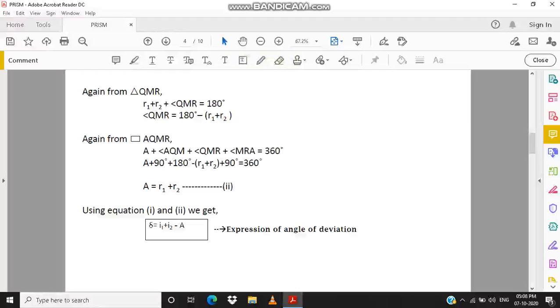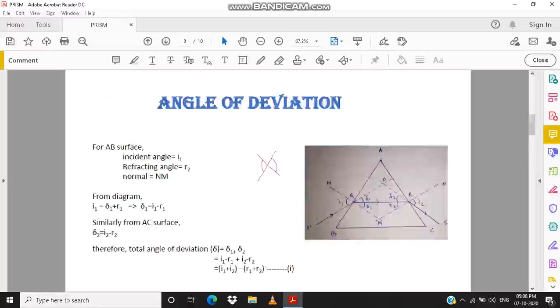Now we will be considering this triangle. You see there is a triangle QMR. If I show you over here, this is Q, M and R. I mean this triangle. Let me show it to you with the help of this. This is QMR, triangle QMR.